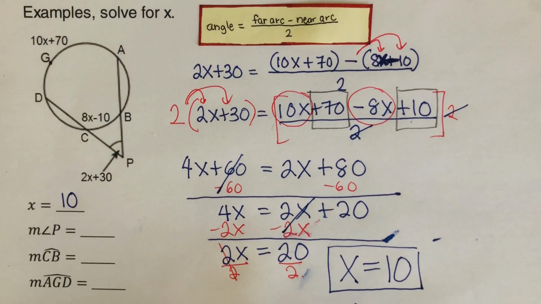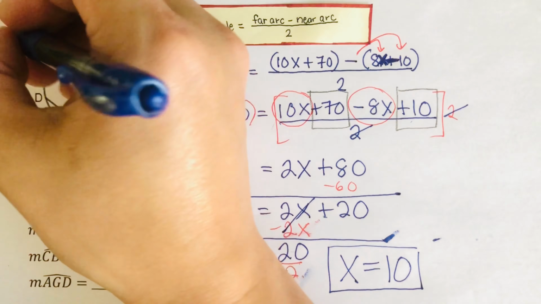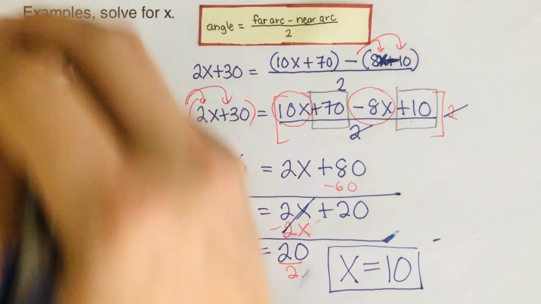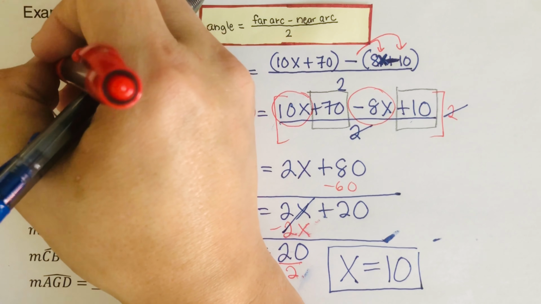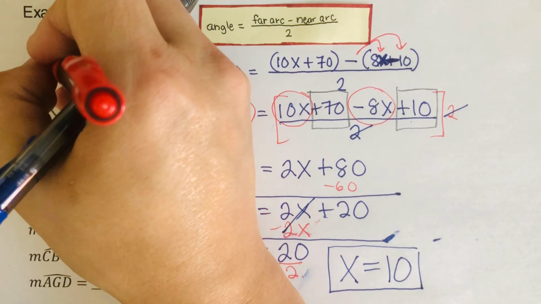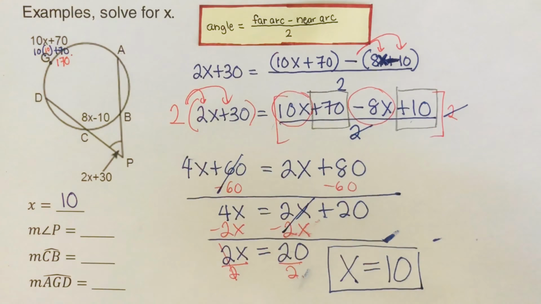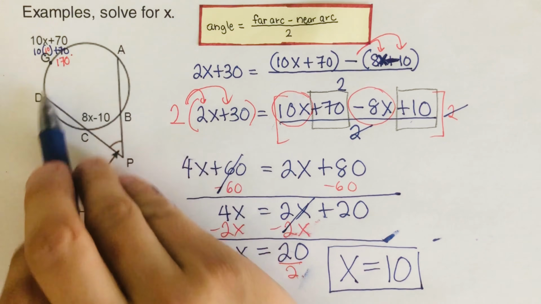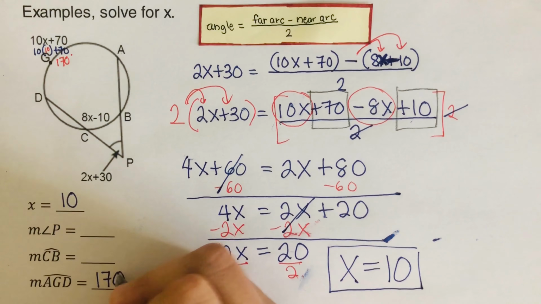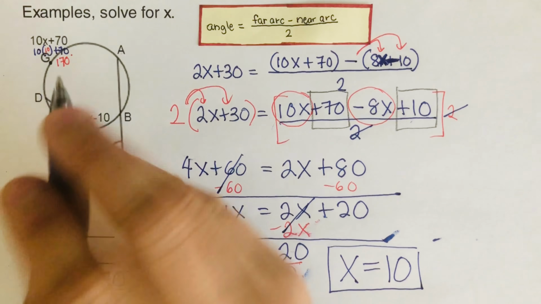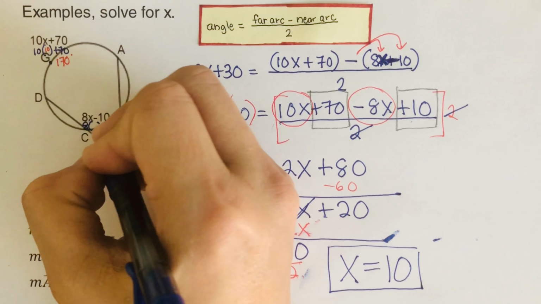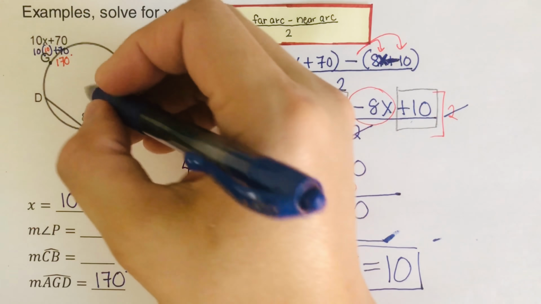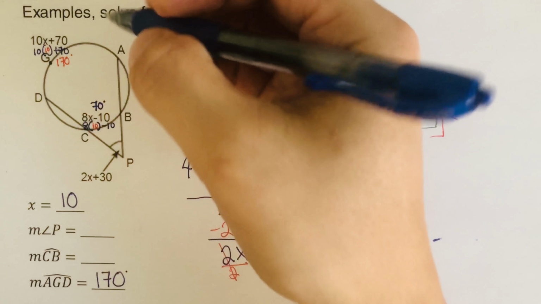Now let's determine the measures for angle P. So it's the same thing. 10 times the x here, which is 10, so 10 times 10 is 100. And so this far arc is 170 degrees. Now let's look for the near arc. By the way, that is arc AGD, so AGD is 170 degrees. So we look for the near arc CB. The same thing, 8 times x minus 10. Again, our x was 10. We plug it in. So 8 times 10 is 80, minus 10 is 70. So this is 70 degrees right here.